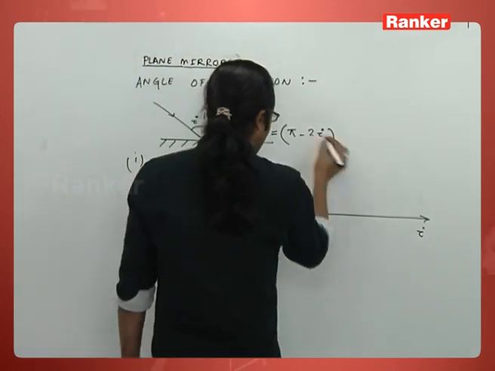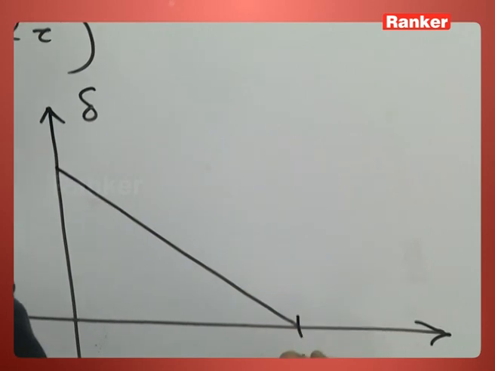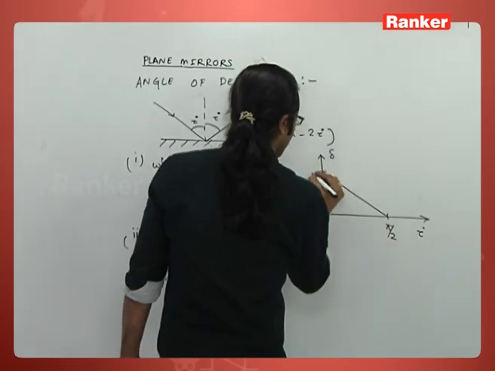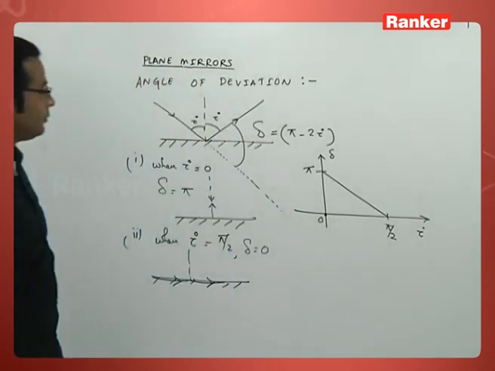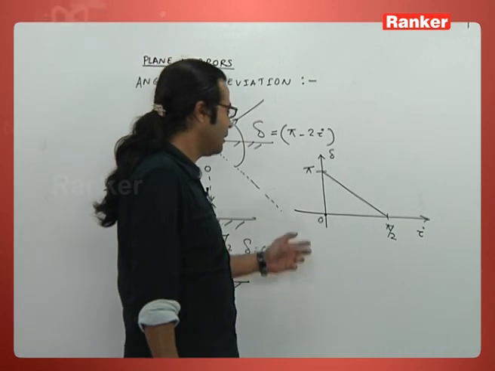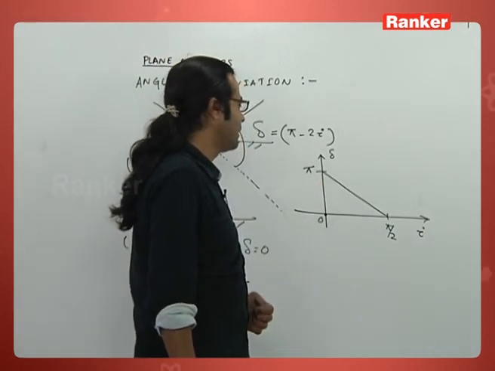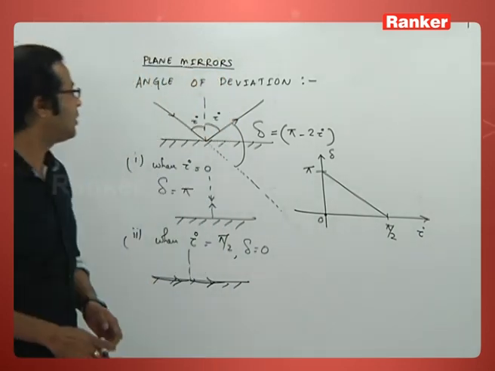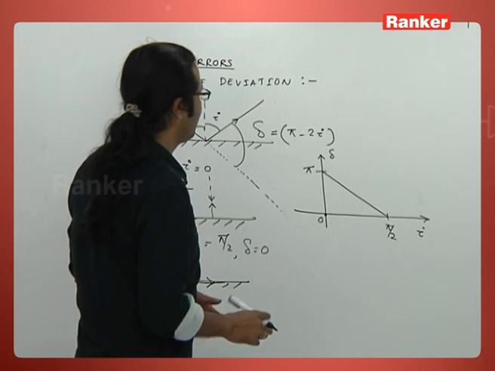And if I plot a graph, the graph will definitely be in this way. So, this is a graph where the deviation is decreasing and becoming 0 at an angle of incidence pi by 2. So, this was all about angle of deviation.